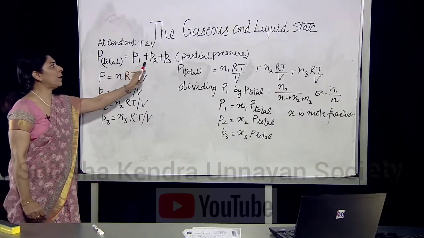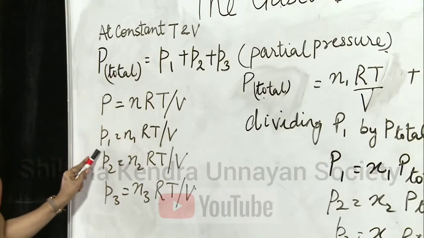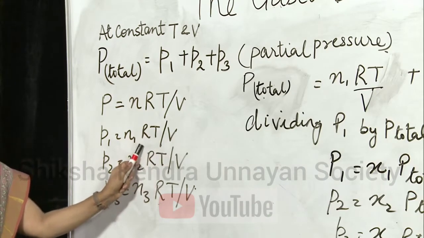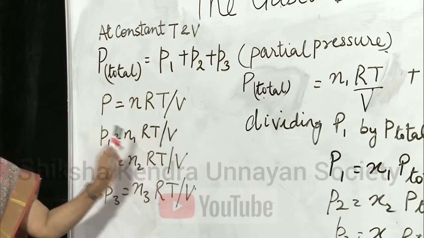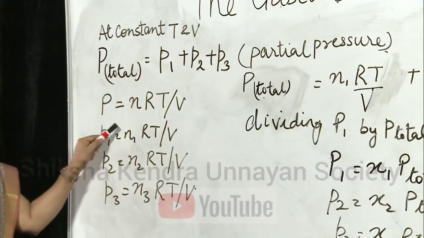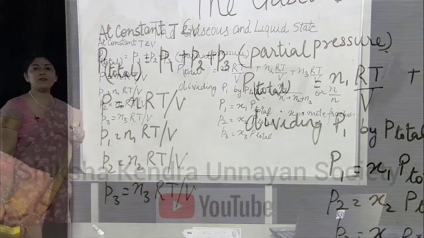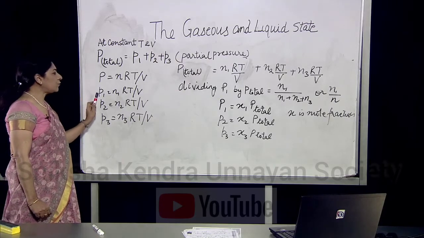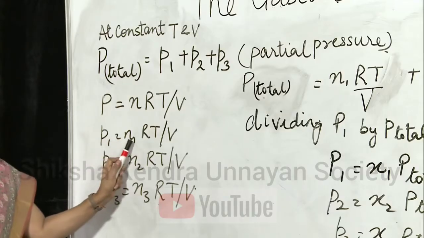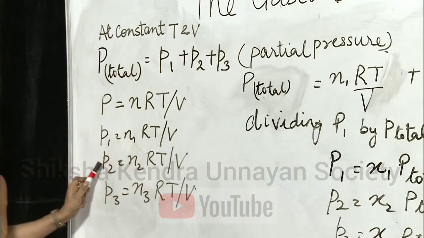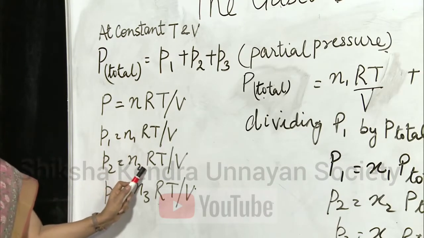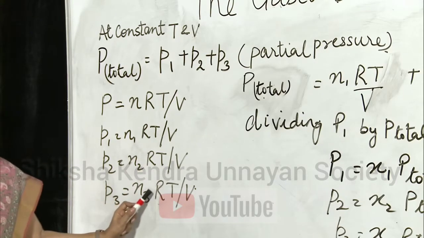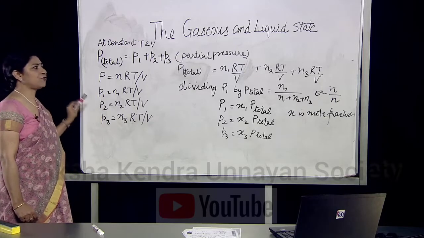Now let's take one by one for each. When P1 is there, we can say N1 RT upon V. Why are we not changing this? Because you know that this is a constant. So we are changing only the number of moles. As you have seen in the picture, the number of moles were different. So for the first gas, P1 is equal to N1 RT upon V. For the second gas, P2 is equal to N2 RT upon V. And the third gas, P3 is equal to N3 RT upon V. These are the partial pressures.